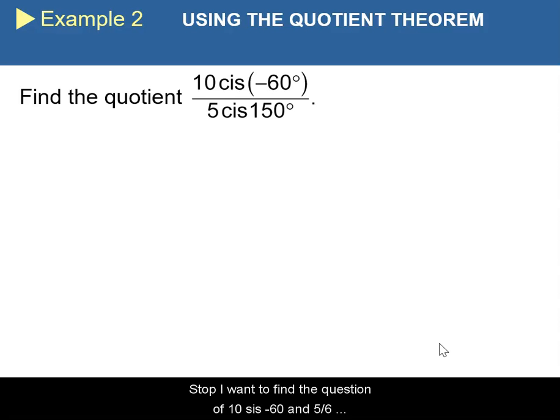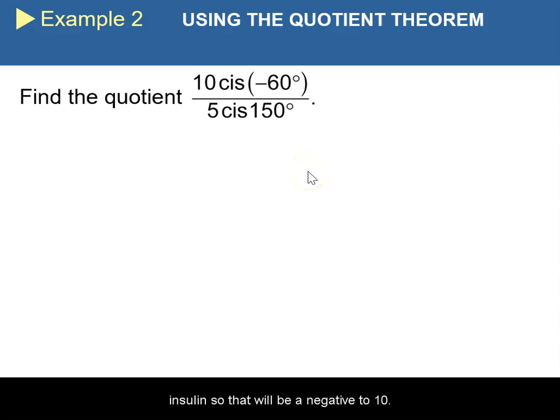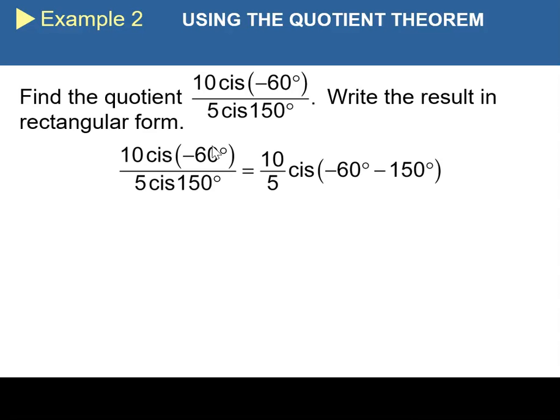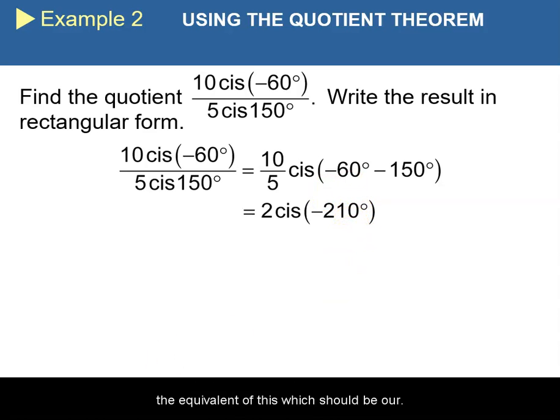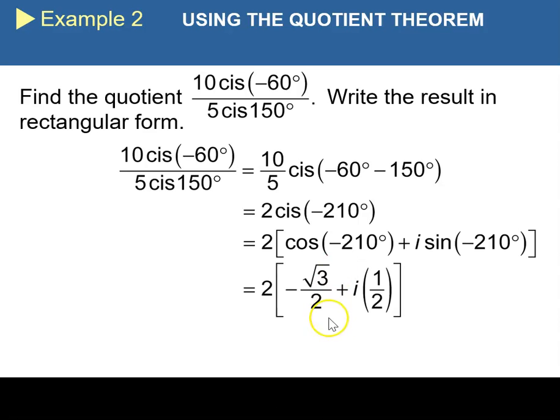If I want to find the quotient of 10 cis negative 60 and 5 cis 150, I subtract these two, this one minus this one, so that will be negative 210, and the moduli give me a 2. So 2 cis negative 210 degrees. Then we can find the equivalent of this, which is 360 minus 210, giving us 150. And we can use the exact values to find the complex value there.